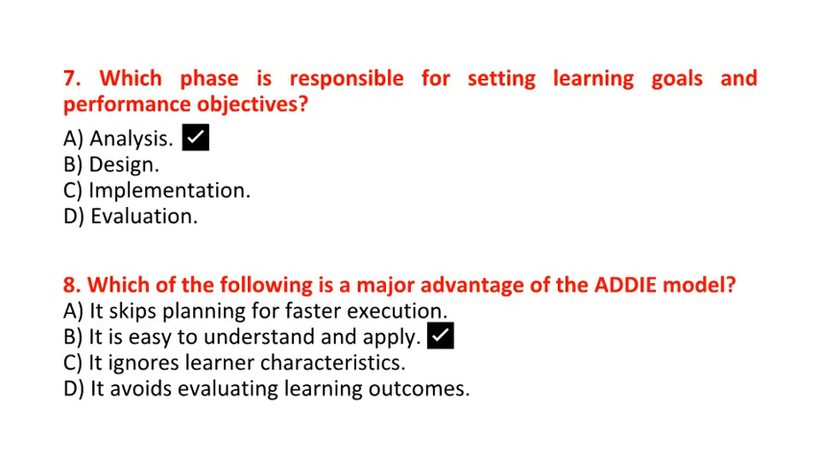7. Which phase is responsible for setting learning goals and performance objectives? A. Analysis. B. Design. C. Implementation. D. Evaluation. 8. Which of the following is a major advantage of the ADDIE model? A. It skips planning for faster execution. B. It is easy to understand and apply. C. It ignores learner characteristics. D. It avoids evaluating learning outcomes.